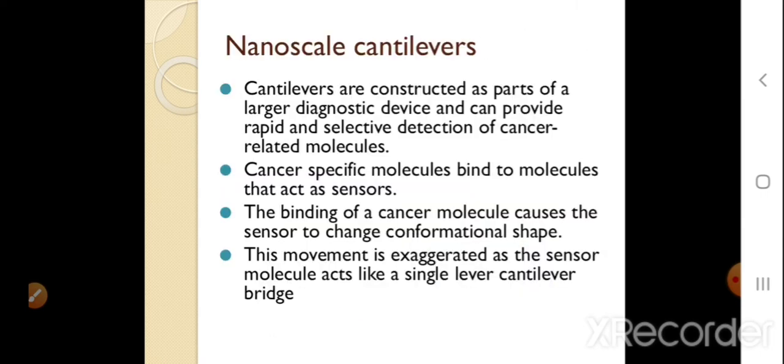The cantilevers, as we were discussing, are constructed as parts of a larger diagnostic device and can provide rapid detection. The cancer-specific molecule binds to the molecules that act as sensors. The binding of a cancer molecule causes the sensor to change conformational shape. This movement is exaggerated as a sensor molecule acts like a single lever cantilever bridge.